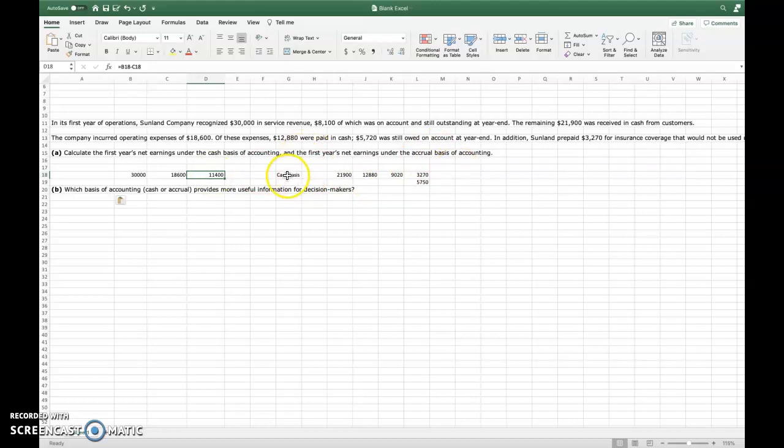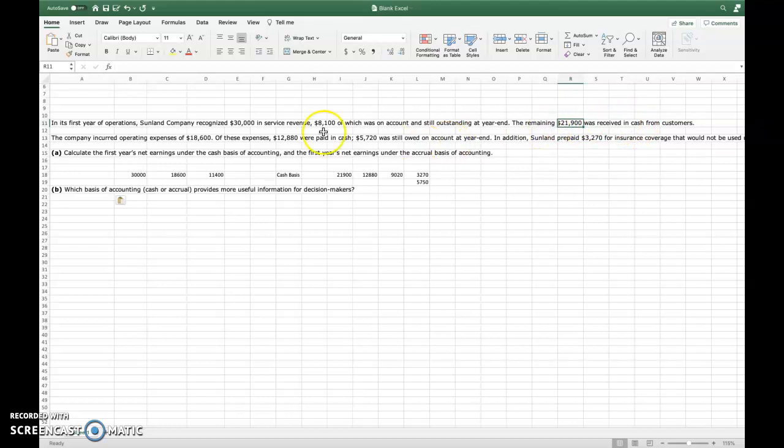For cash basis accounting, companies record revenue only when they receive cash and expenses only when they pay cash. As we see with this question, when it comes to revenues, we had a total of 30,000, but we didn't receive 8,100 of it. So the 21,900 received in cash from customers is the number we're going to use for revenues for cash basis.